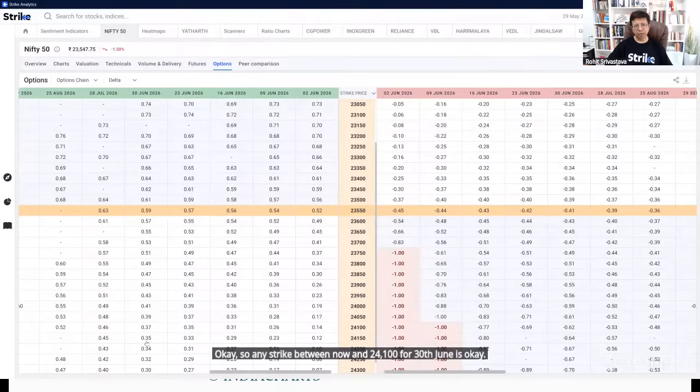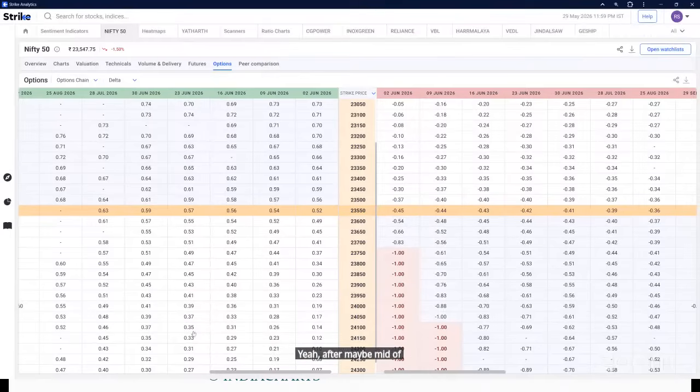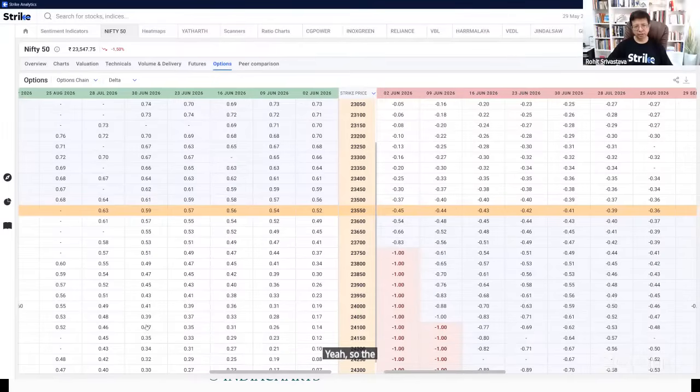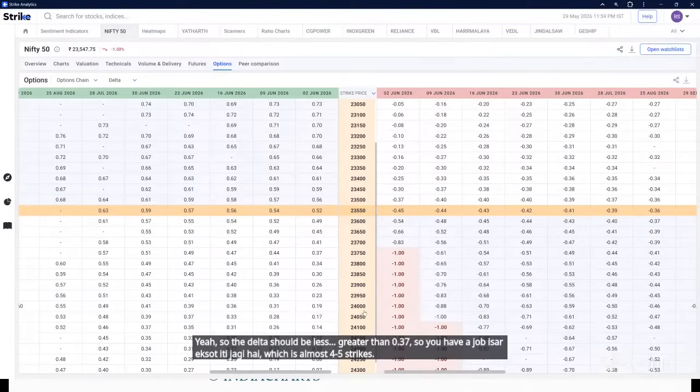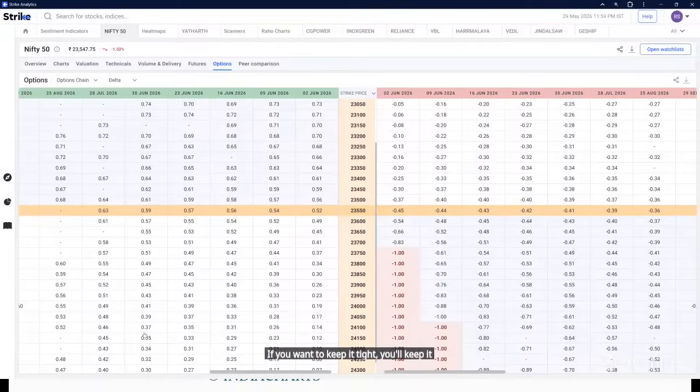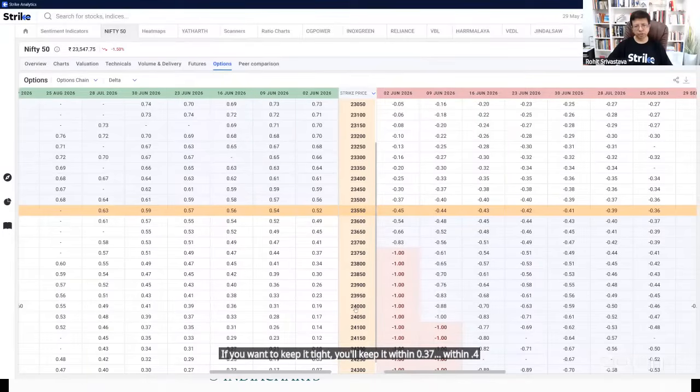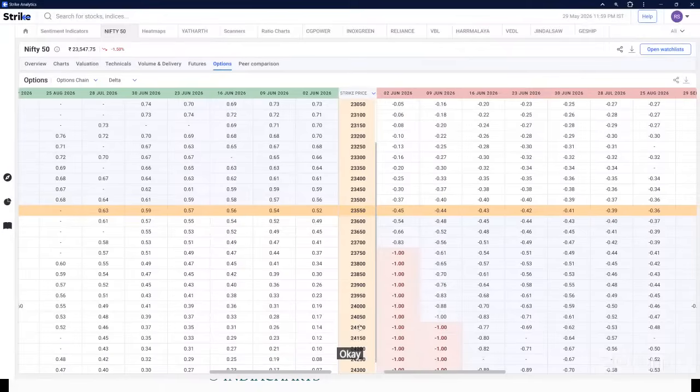उसके बाद your delta will become too less. After maybe mid of the month, the delta will start getting eroded. So the delta should be greater than 0.37. सो यहाँ पे 24,100 तक इतनी जगह है, which is almost 4-5 strikes. If you want to keep it tight, you will keep it within 0.37, within 0.4. तो फिर within 0.4 तो 24,000. Okay, and how to look at it if there is a sudden change in this open interest?